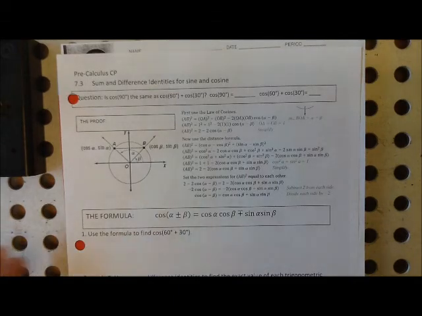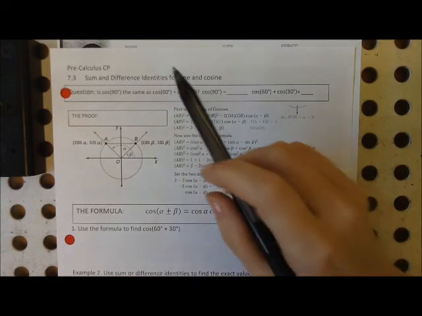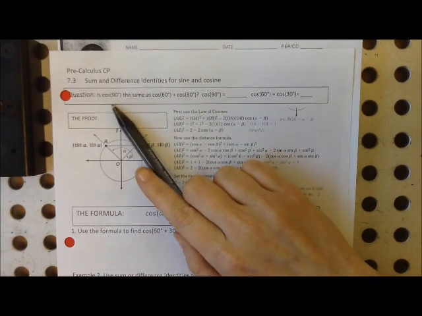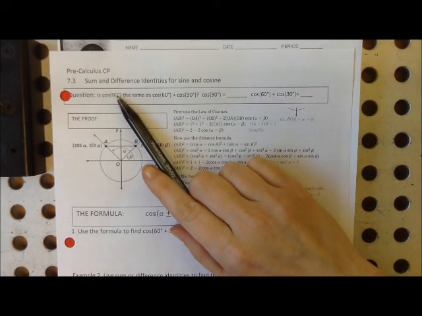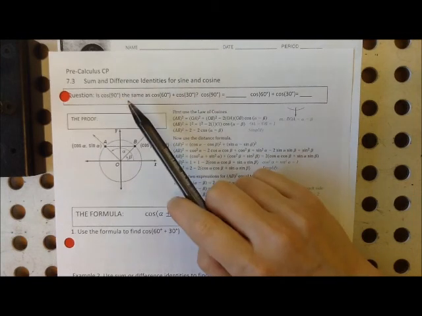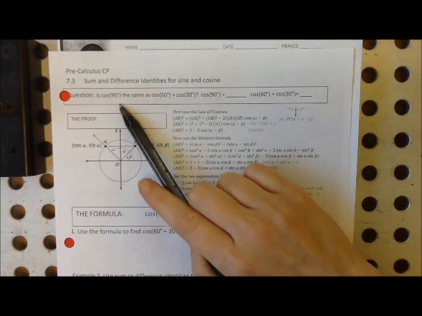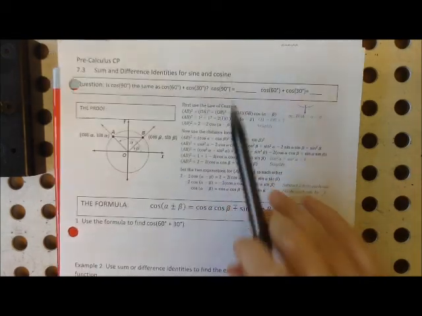Pre-calculus again. Okay. Sum and difference for sine and cosine. Motivating question. We can find 90 degrees on the unit circle, but if we couldn't, let's say we wanted to find cosine of 90 degrees and it wasn't on the unit circle. 90 degrees is the same as 60 plus 30. So is cosine of 90 the same as cosine of 60 plus cosine of 30?